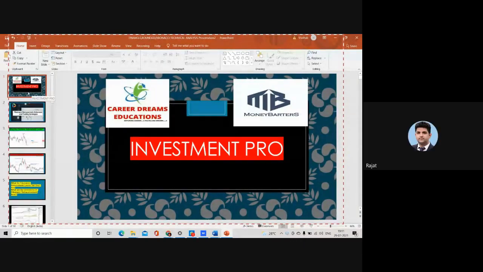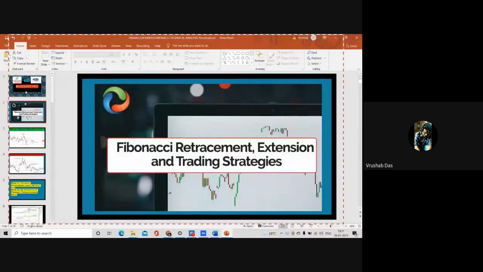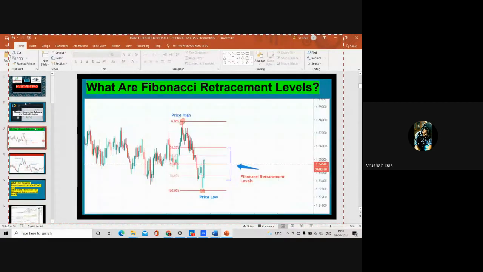Yes, sir. Okay, so firstly, we will talk about the Fibonacci retracement level and extension also. In general, the Fibonacci retracement levels are some horizontal lines that indicate where a possible retracement of a price may occur. Let me show you some figure. This is what the retracement levels are.